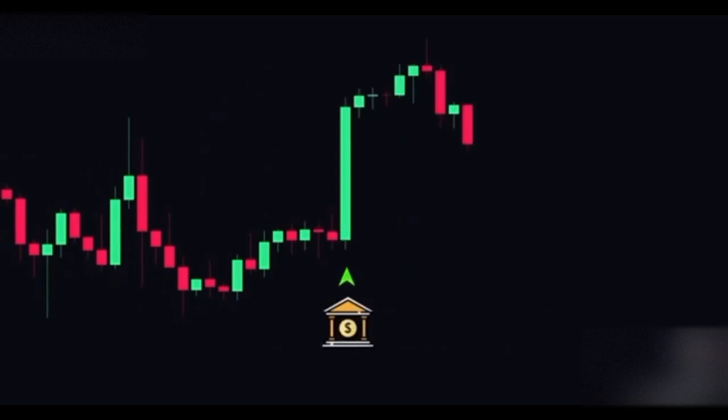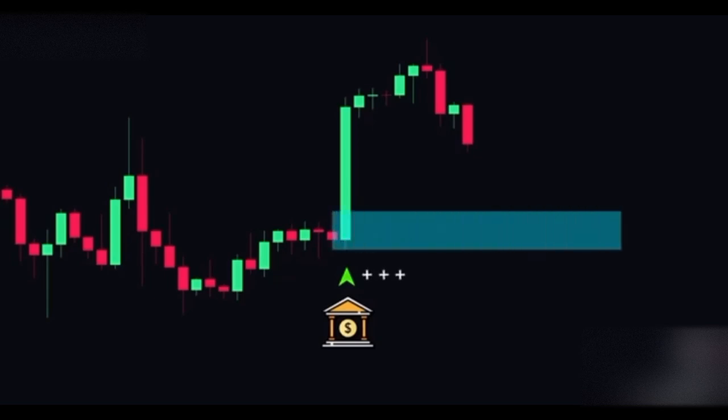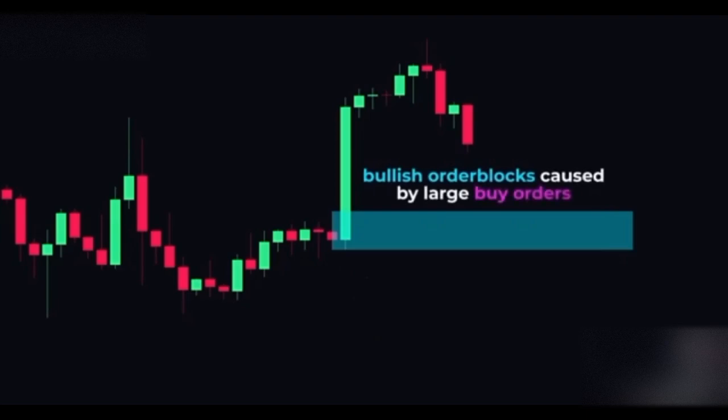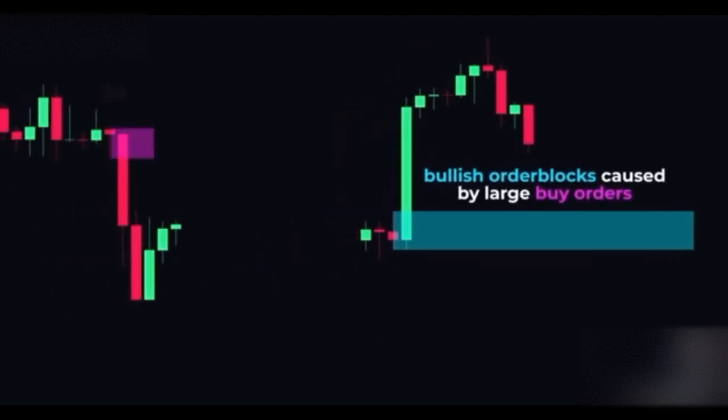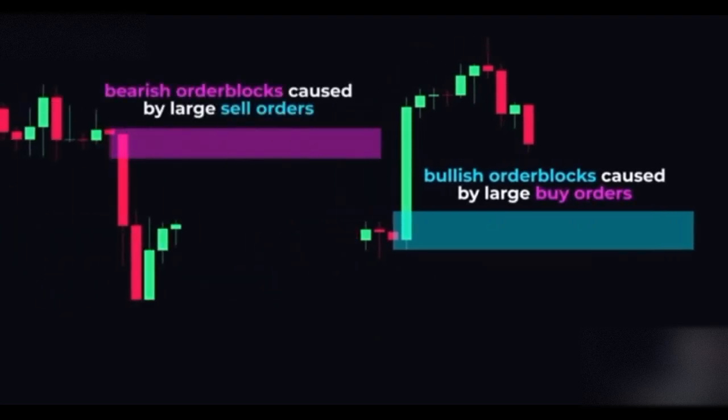So if you notice the price moving sharply from a specific area, like this one, it could indicate that smart money has taken a position. Large buy orders are needed to drive the price up this quickly. The initial area where these trades are executed is known as an order block. Order blocks can be of 2 types: bullish order blocks, which are caused by large buy orders, and bearish order blocks, which are caused by large sell orders.